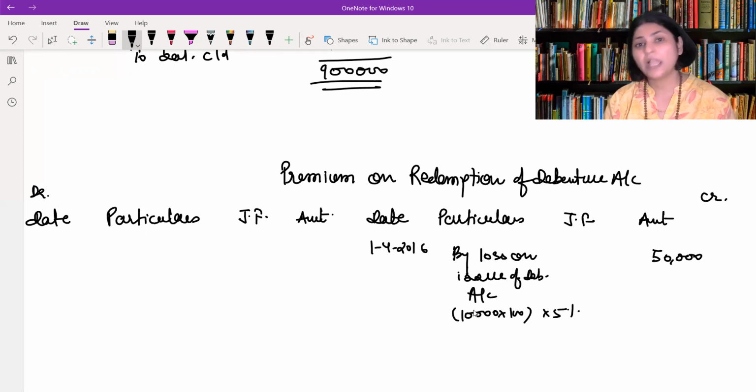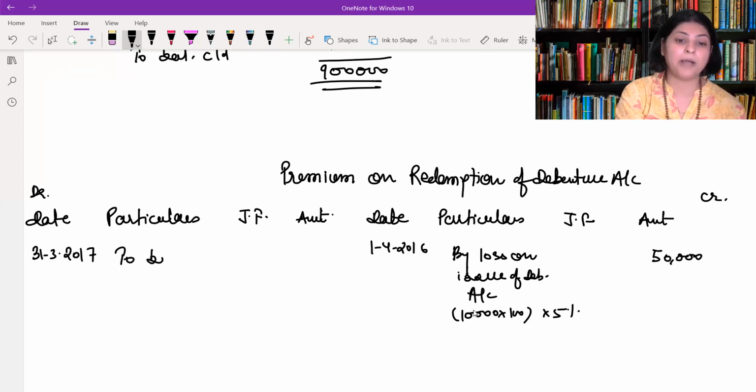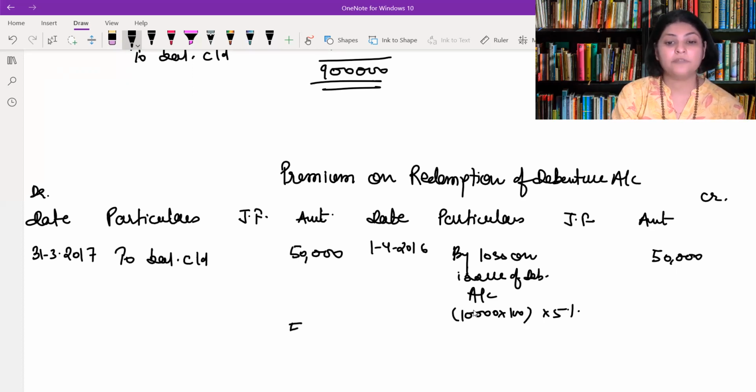Now, have you written this off somewhere? No, this is a liability created and it will be paid to the debenture holders at the time of redemption. So did we do any redemption at the end of the first year? No, at the end of the first year, no redemption was done. So only the balance is going to come over here. Balance carried down, the same amount, 50,000 rupees will come over here and we will close the account.